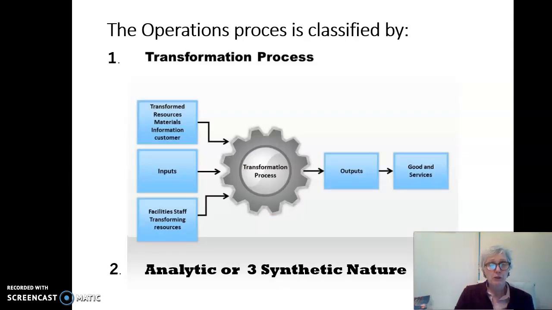In a transformation process, raw material and information on the customer's needs and wants, next to machine inputs and worker capabilities or competencies, are put together in one process in which the raw material is converted or transformed into an output. This could be a finished good or it could be a service or both. The nature of the operations process is either analytic or synthetic.